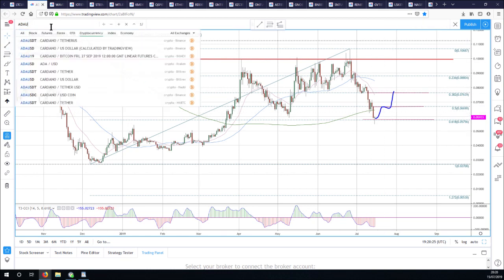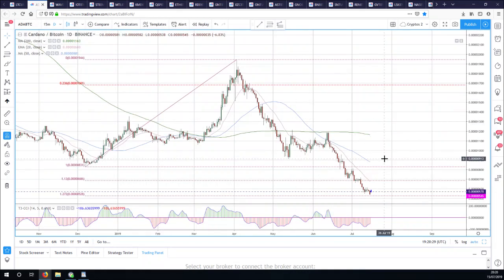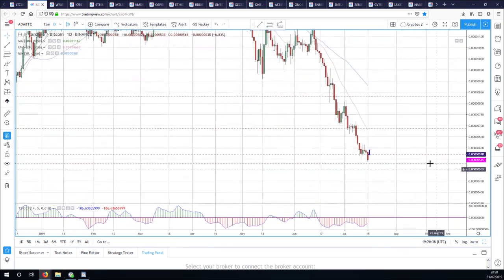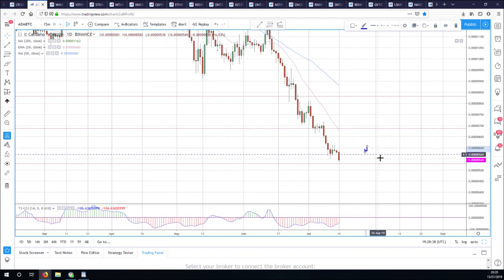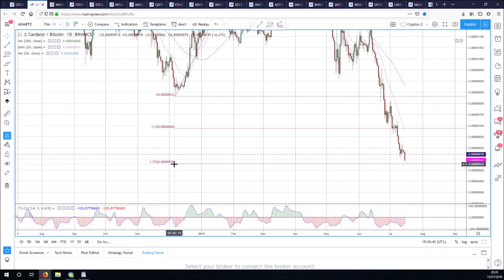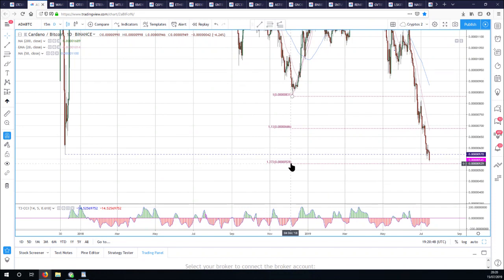In ADA Bitcoin, we'll take a quick peek, but it's still underperforming Bitcoin. It's still in a downtrend. Today, with this bounce of Bitcoin, has been even more ugly. We're retesting, and we're now at potentially a fib support level almost. 528 is where I'm looking for. So 528 is where I expect to find some support.